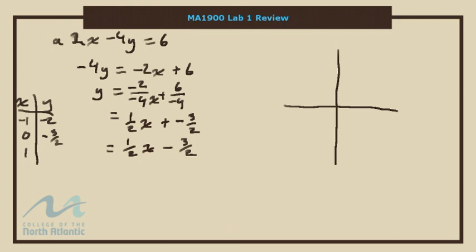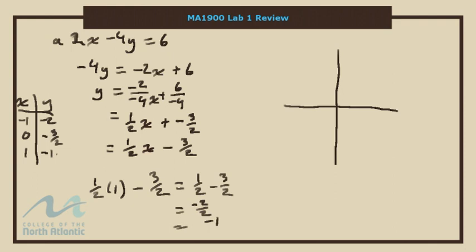Now when I do x equals 1, there we go. So 1 over 2 times 1 minus 3 over 2 is going to equal 1 over 2 minus 3 over 2, which is going to equal minus 2 over 2, which equals minus 1.